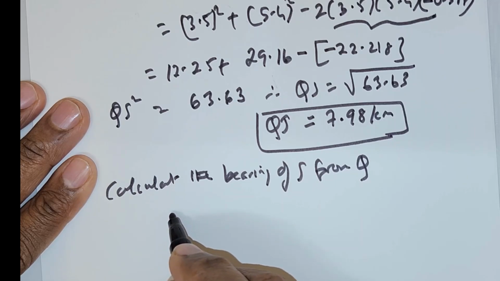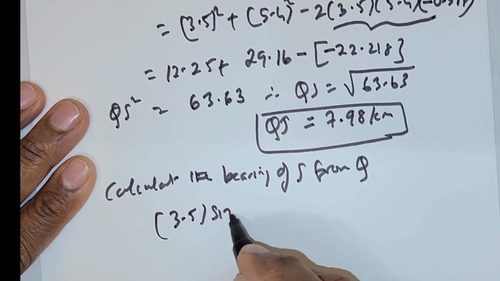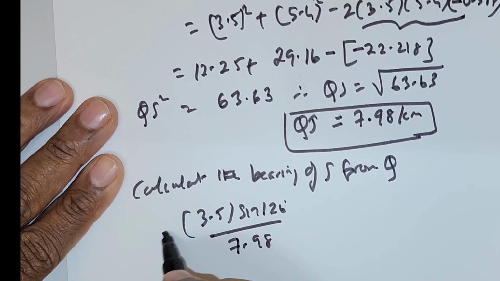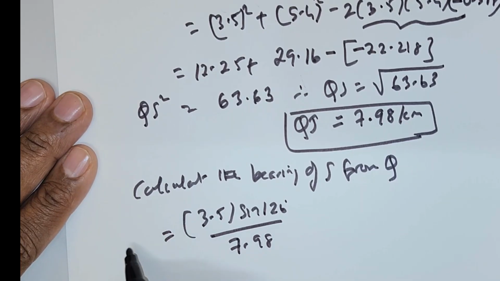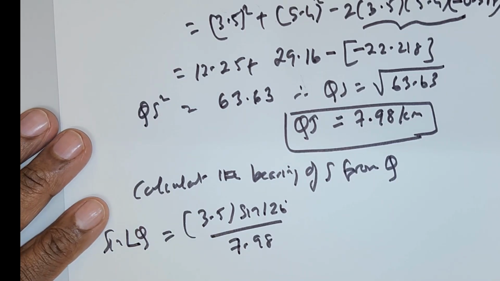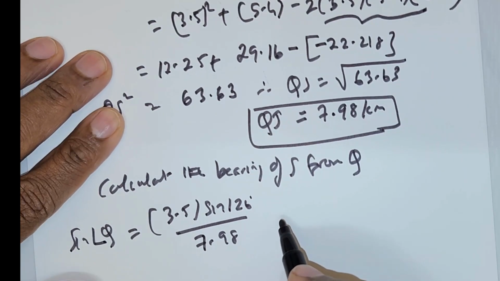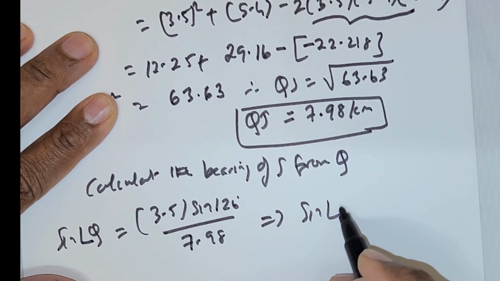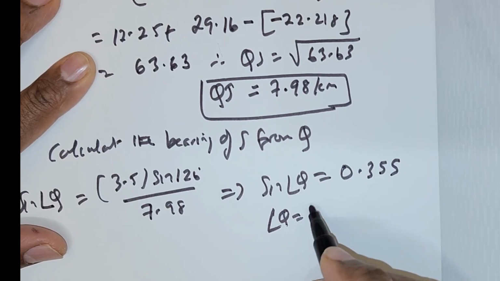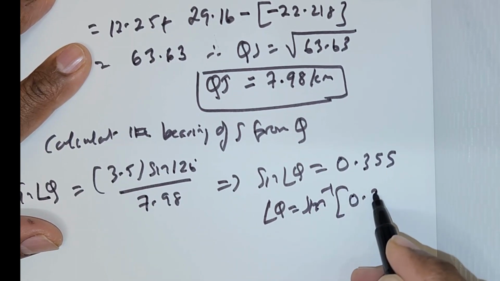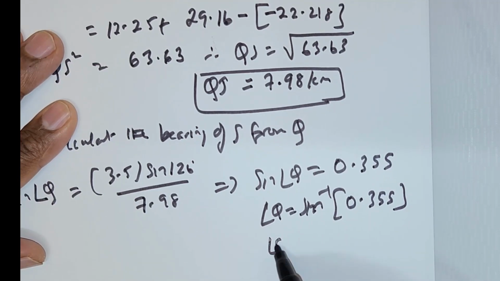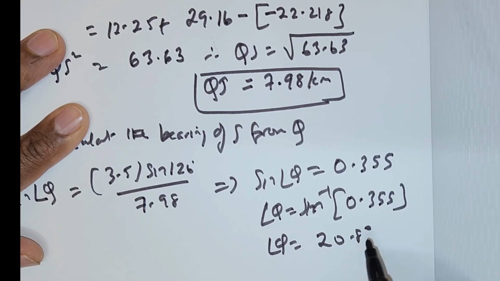Therefore 3.5 multiplied with sine 126 degrees divided by 7.98 will be equal to the sine of the angle Q. Okay, so if we were to evaluate, we will get sine of angle Q to be equal to 0.355. So angle Q is sine inverse of 0.355. So if you were to calculate that, angle Q is 20.8 degrees.